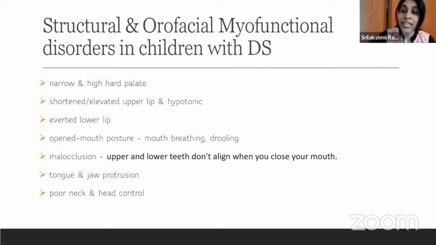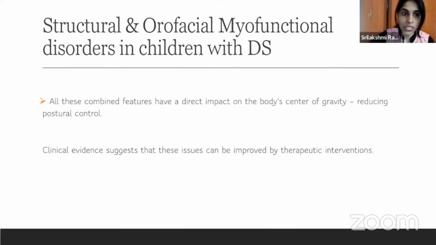So generally it is said that they have a large tongue. It's not so. It's because of the narrow oral cavity and the hypotonic nature of the tongue that it often protrudes out, and not because they have a longer tongue than us. And then there is poor neck and head control. All these combined features have a direct impact on the body's center of gravity, resulting in poor or reduced postural control. Clinical evidence suggests that these issues can be improved by therapeutic interventions.